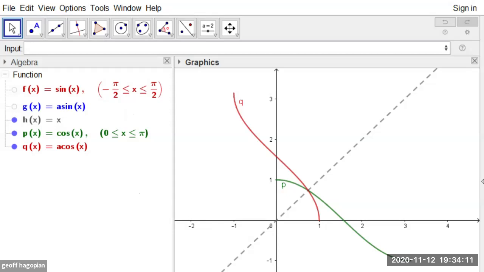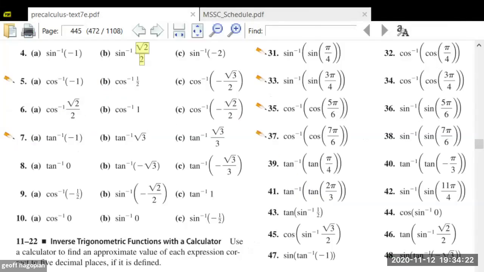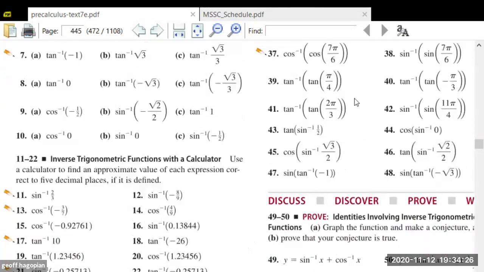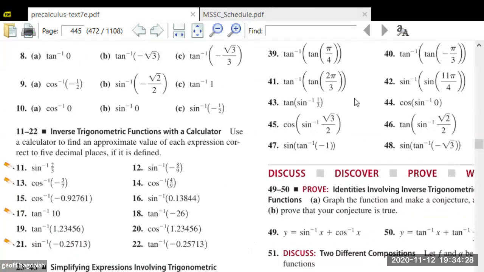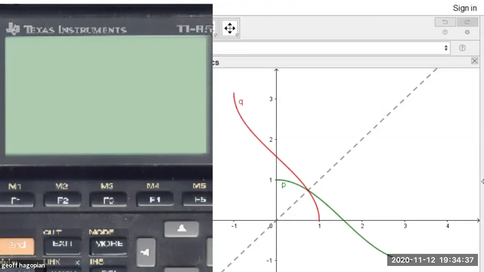Yeah, yeah, definitely. Okay, all right, so with that, let's go back to the text and see what we got there. More problems, huh? So they want you to use a calculator? Sure. Do we have a calculator? Maybe. Yeah, here's the Texas Instruments.